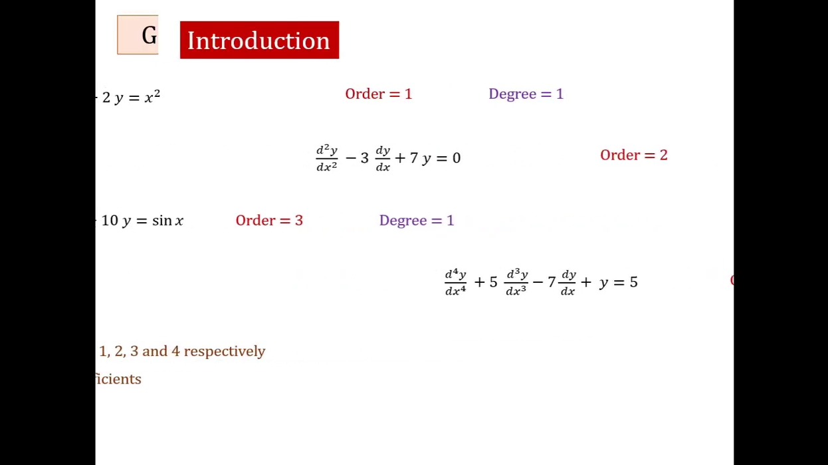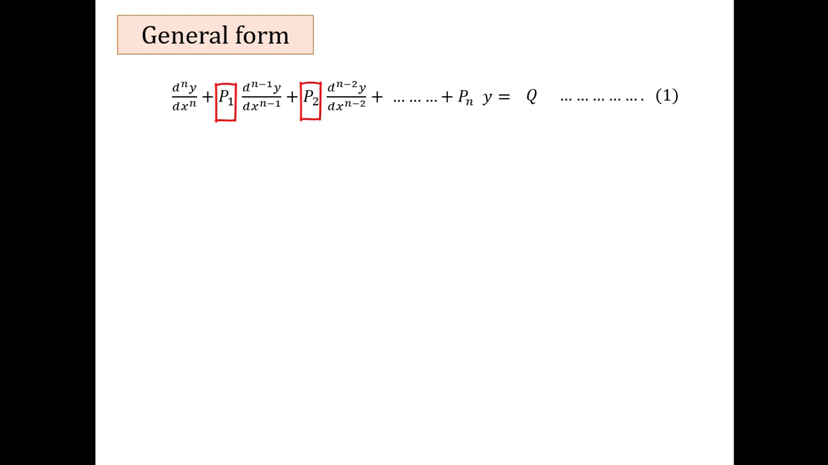Now we will discuss the general form of nth order linear differential equation with constant coefficients. The differential equation of the form is called an nth order linear differential equation where P1, P2 up to Pn are all constants and q is either a constant or a function of x alone. If we take q equal to 0, then the differential equation is called homogeneous. Otherwise, it is called non-homogeneous differential equation.